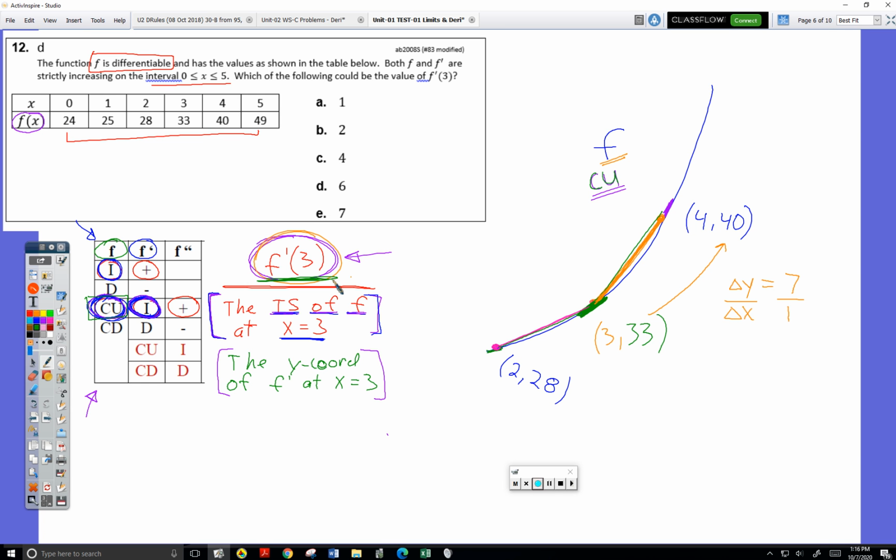So it really didn't matter that I went here first. I could have gone here first. I just have to do both. Okay. Is that better? Yes.